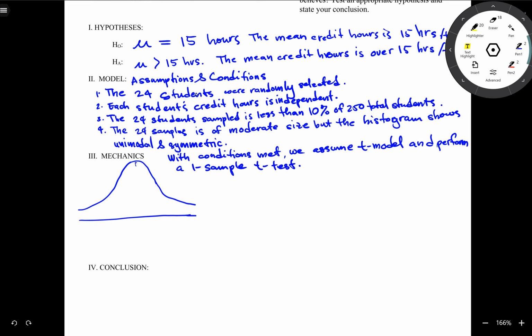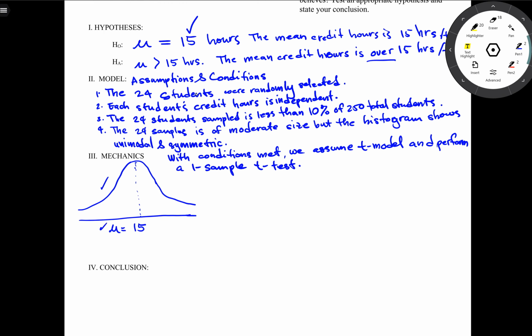The center of our distribution is at whatever is our null hypothesis, and the center is at 15. Okay, and this one is over, so it's to the right. Just take note of that. Let me just write them in first. Shape, center, and then spread.